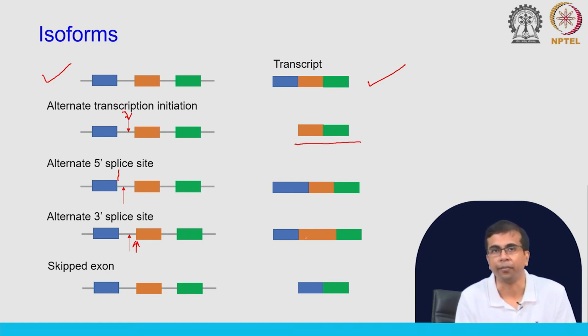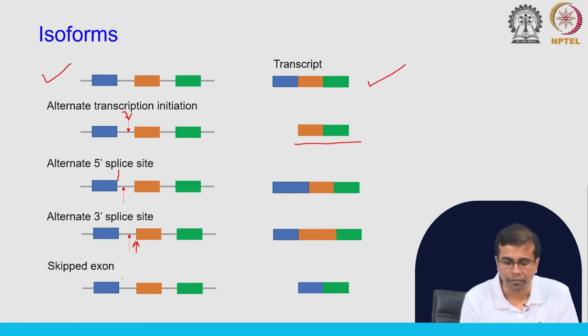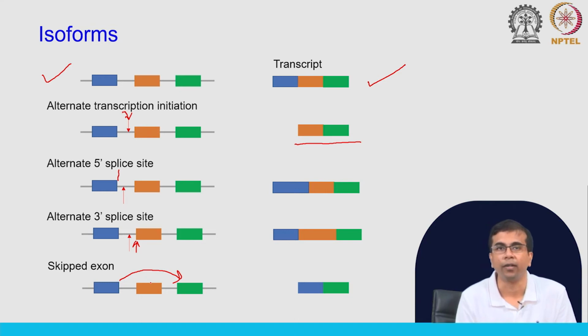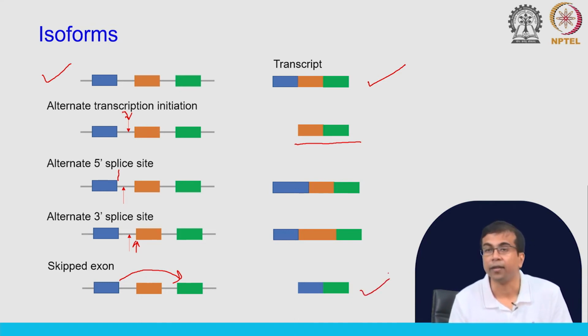So, you can have a skipped exon. So, maybe the second exon is not included, only the first and the third exon combine together and then they give rise to this transcript. You can have other kinds of scenarios again which you can find in the reference.